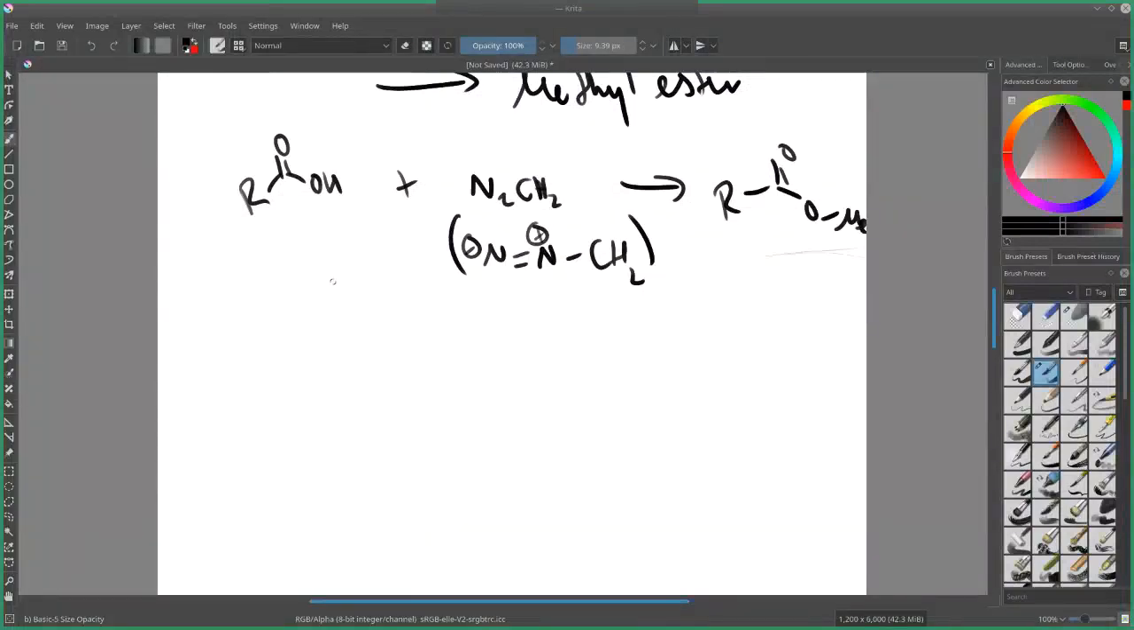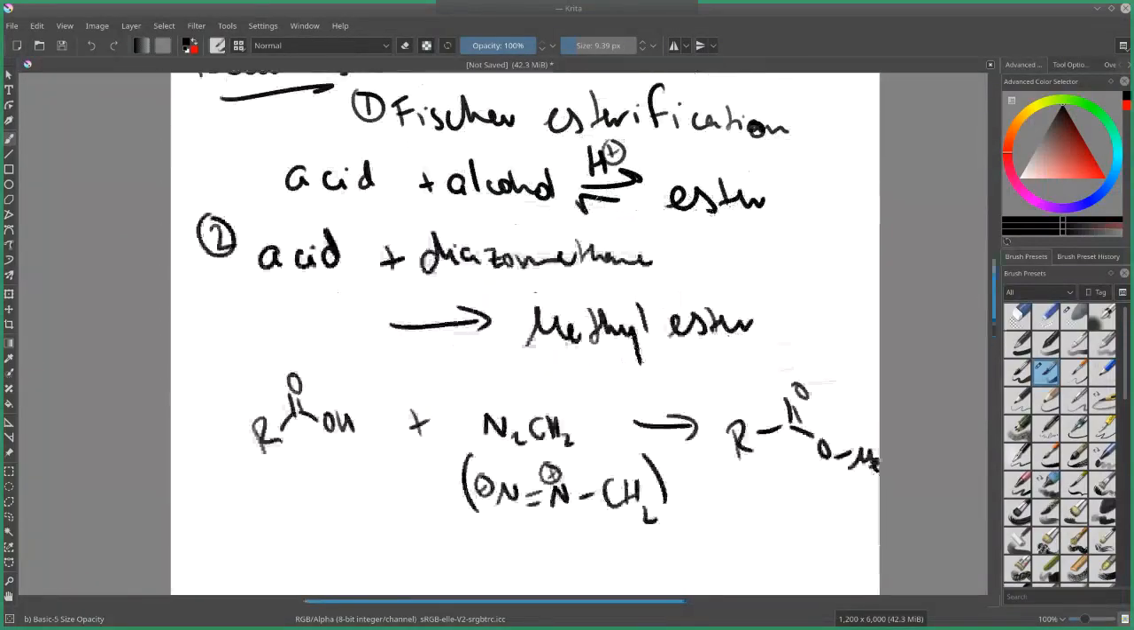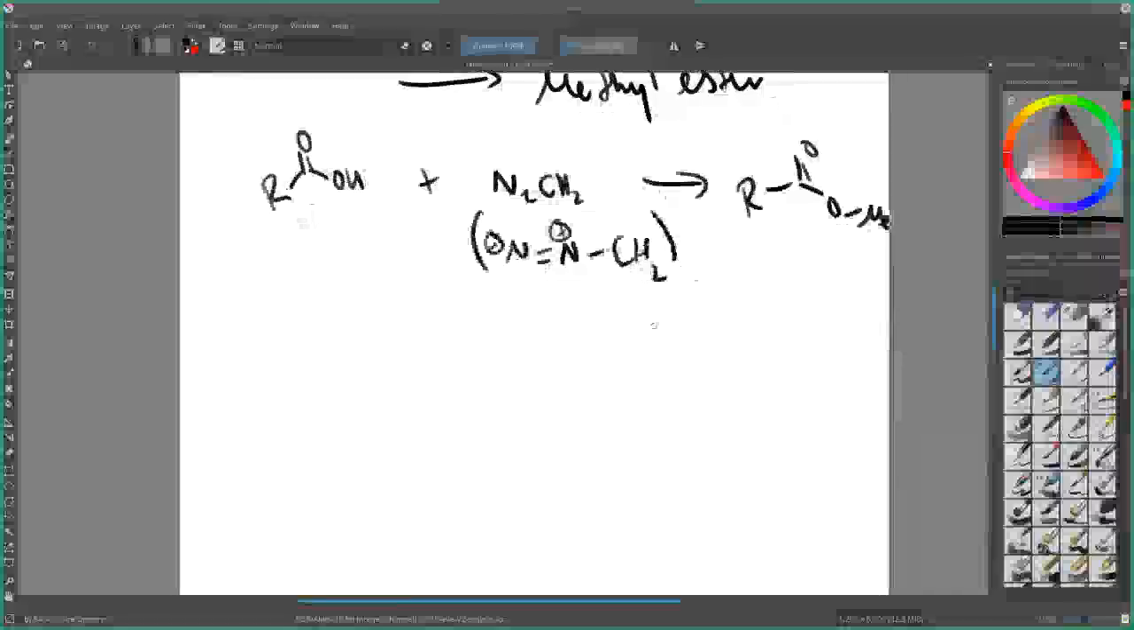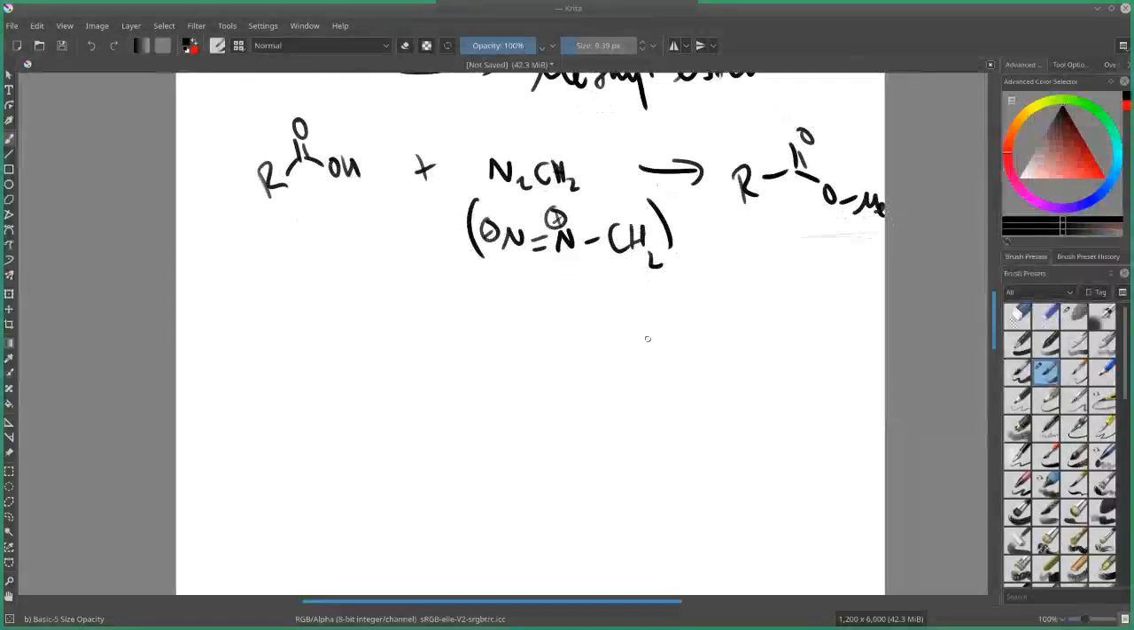Fischer esterification is in equilibrium, so you don't expect 100% conversion all the way. You could do some stuff to help it go along, but this one will really work very well. It'll give you high yields, and when you're working in a synthesis lab, that's really what you want. So that's the reason that this is good.